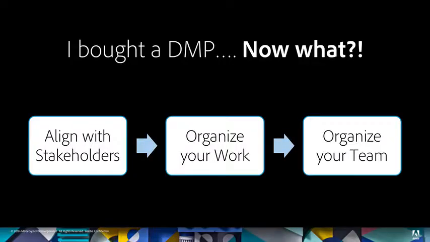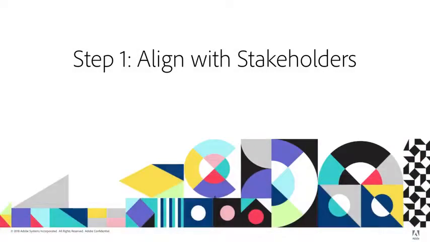And so we're going to go through the 3 steps that we've seen a lot of our customers take to stand things up and be successful. The first is alignment with stakeholders within your organization. Next is organizing the work that you need to do. And then finally, organizing the team that's going to do that work. So let's start with stakeholders.